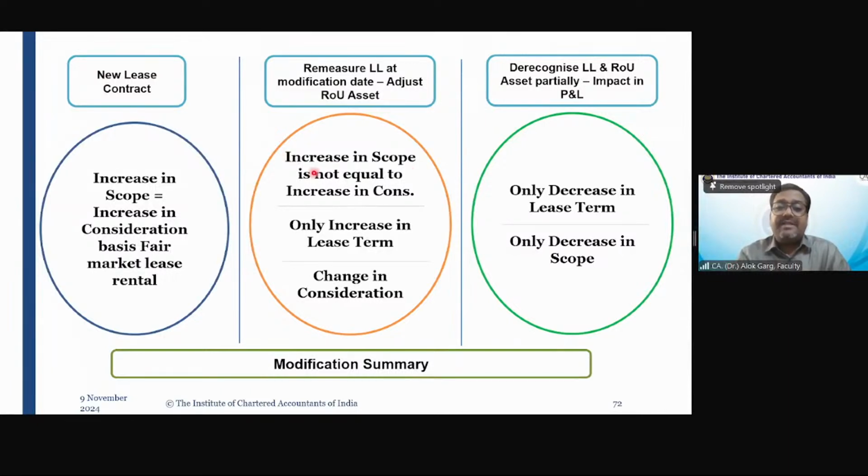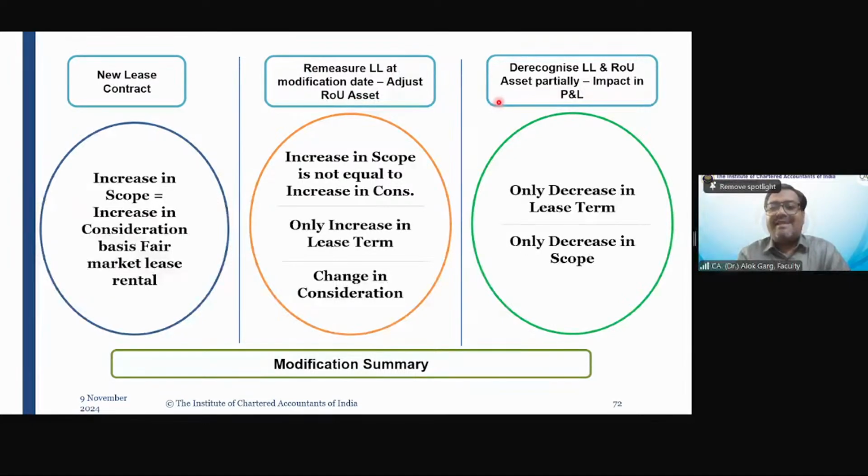But whenever there's an increase in scope, but it is not at a fair value of the rentals, or there is only an increase in lease term, or there is only a change in consideration, in that case, you have to remeasure the lease liability on the date of modification and adjust the ROU asset.